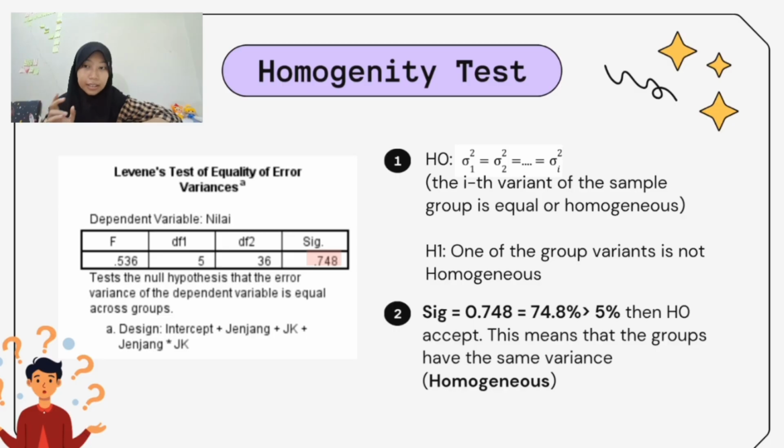And the significance, we see that the significance is 74.8%, and it is more than 5%, so the null hypothesis is accepted. This means that the groups have the same variance, or homogeneous.